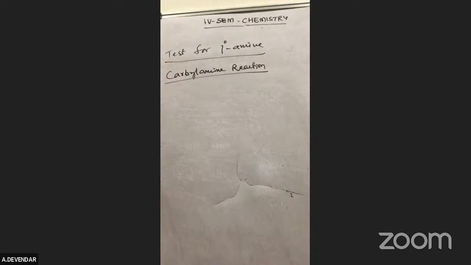Very important, this carbylamine reaction. Whether it is aliphatic or aromatic, like aniline, whatever you take, it is treated with chloroform in presence of potassium hydroxide, and you get an unpleasant smell, that is isocyanide formed. A very unpleasant smell. That indicates the mixture consists of a primary amine. So for aliphatic amines as well as aromatic amines, this test is very useful.